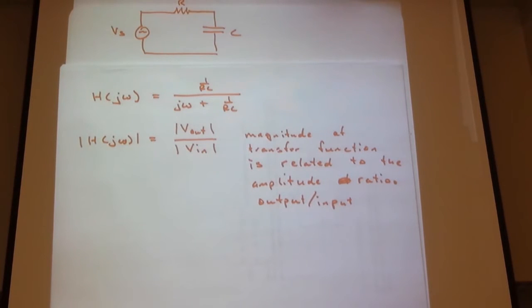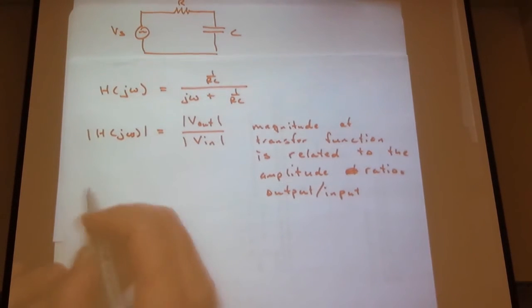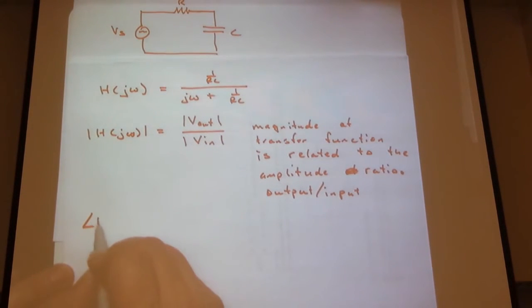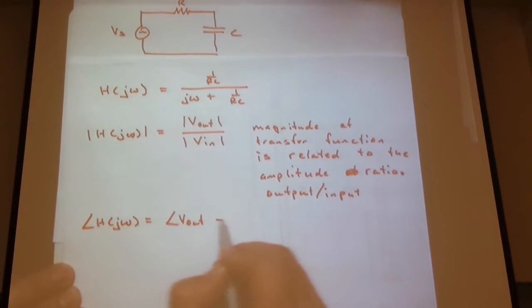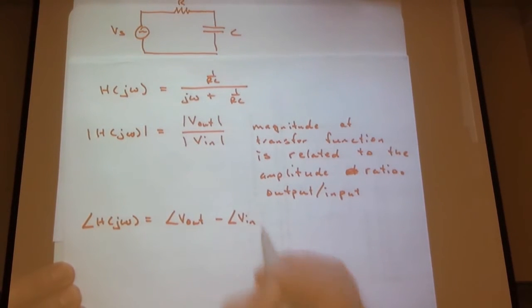So a magnitude transfer function related to the amplitude ratio. That has to be the case. Likewise, we can say the angle of the transfer function equals the angle of V out minus the angle of V in.